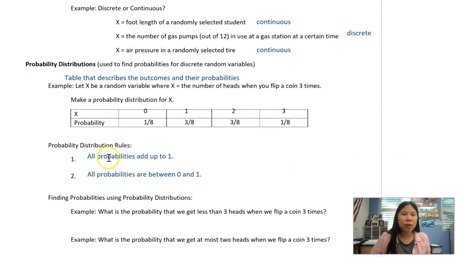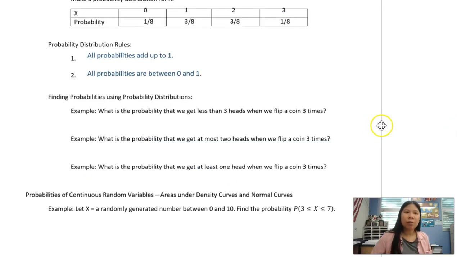So there's the 2 rules where all the probabilities that you have in a probability distribution have to add up to 1. So if we look at our probability distribution here, the 1/8 plus 3/8 plus 3/8 plus 1/8, that adds up to 8 out of 8, so that equals 1. Secondly, all probabilities have to be between 0 and 1, so you can't have any negatives, you can't have like 1.25 or something for a probability. And so all of our fractions are numbers that are smaller than 1, greater than 0, so that also meets the requirements. So using our probability distribution to then find some probabilities.